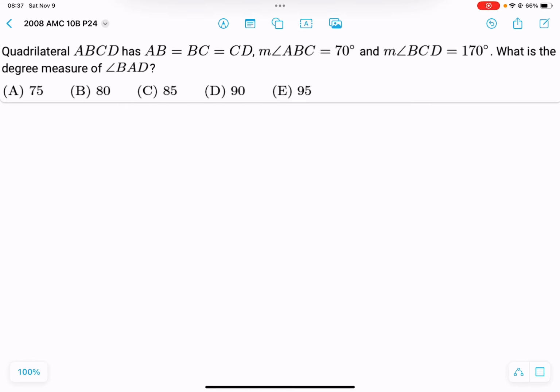This is 2008 AMC 10B problem 24. Quadrilateral ABCD has AB equals BC equals CD, and the measure of angle ABC is 70 degrees. The measure of angle BCD is 170 degrees. What is the degree measure of angle BAD?